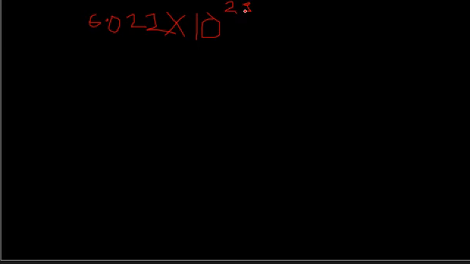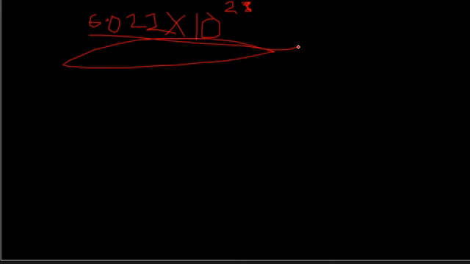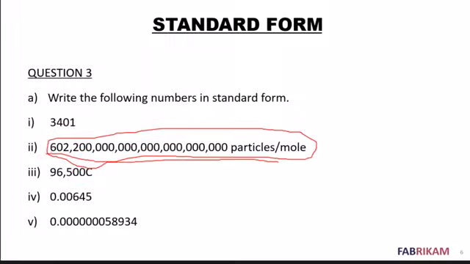96,500. Okay, 96,500 in standard form is going to be, how many times is the decimal going to move? 1, 2, 3, 4. So it's going to be 9.65 times 10 to the power 4 C. That's a Coulomb, Faraday's constant.